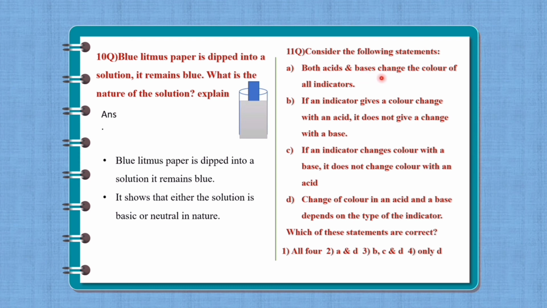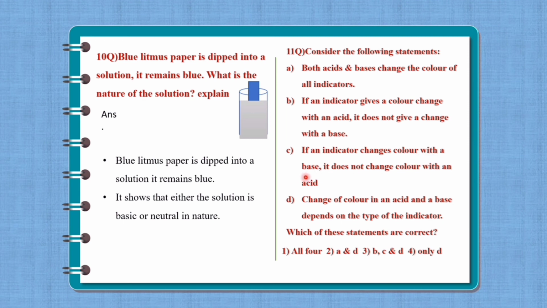Question number 11. Both acids and bases change the color of all indicators. This statement is wrong because not all the indicators change their color by adding to acidic or basic solution. There are a few indicators which change their color either in acidic solution or basic solution. Second statement, if an indicator gives color change with an acid, it does not give color change with a base. This statement is wrong. Example, China rose indicator, it gives two different colors with an acid and a base.